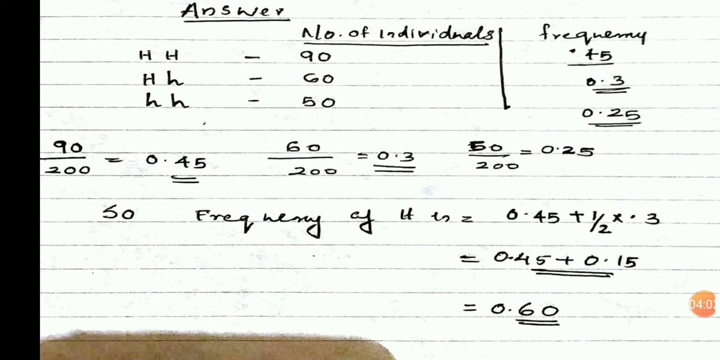So the frequency of the H allele is 0.45 plus half into 0.3. But why the half? Because we want the H allele, so we use half of 0.3, 1 by 2 of 0.3. So we get 0.45 plus 0.15, that is 0.60. The answer is 0.60, the frequency of the H allele.